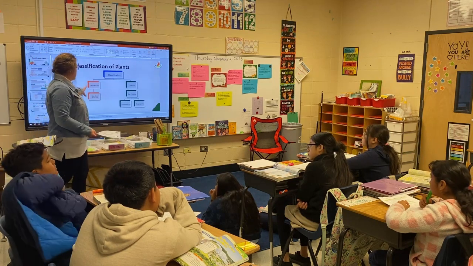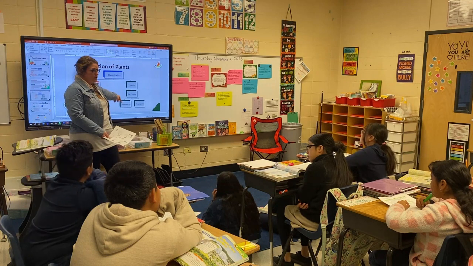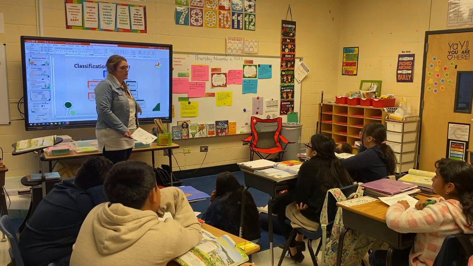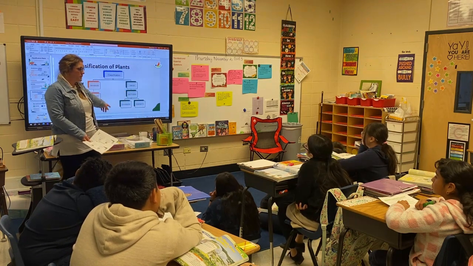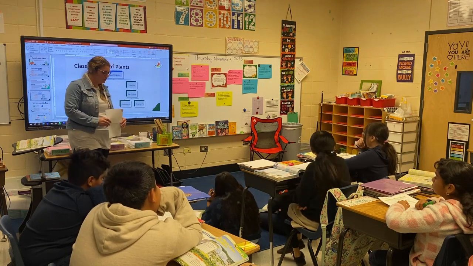So, vascular and non-vascular. Now we're at vascular, so they're seed producing. And then it can be broken down into two types of seed producing plants: gymnosperms and angiosperms. So if you go to your next page.